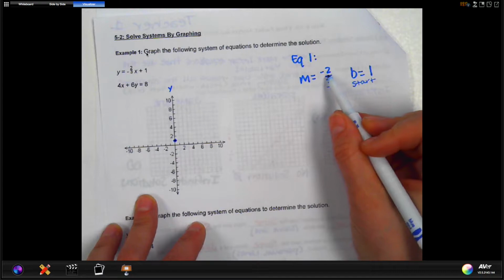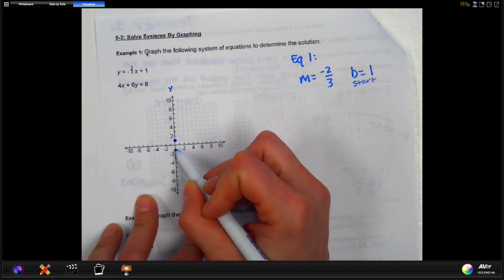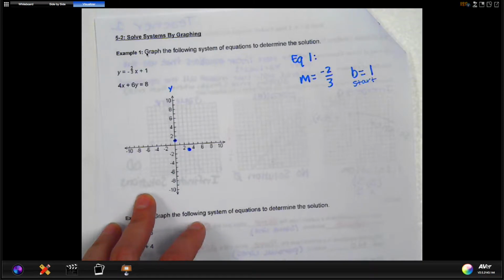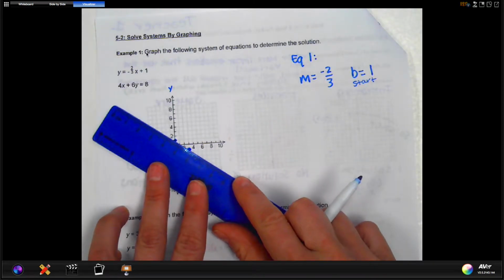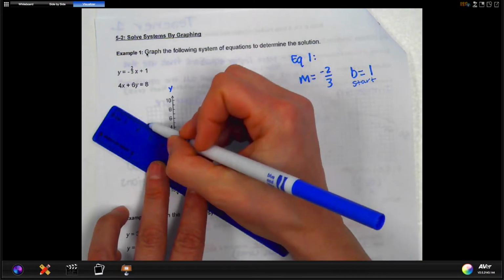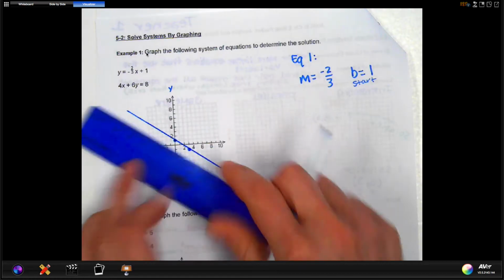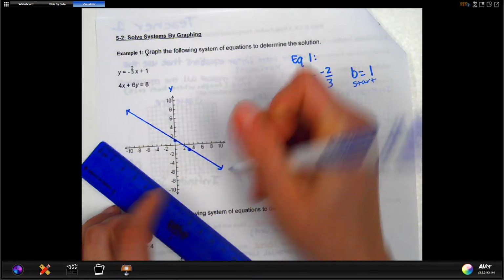So our slope says negative 2, so we're going to go down 2, 1, 2, and positive 3, so that means right 3, 1, 2, 3. We'll make our second dot. And then we'll use a ruler or some sort of straight edge. You can even use the edge of your folder to draw the line through the graph, like this, all the way through. Okay, that's our first line.